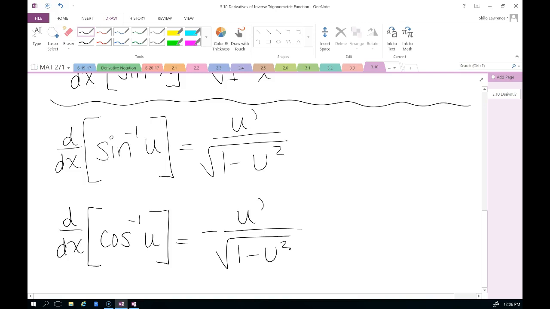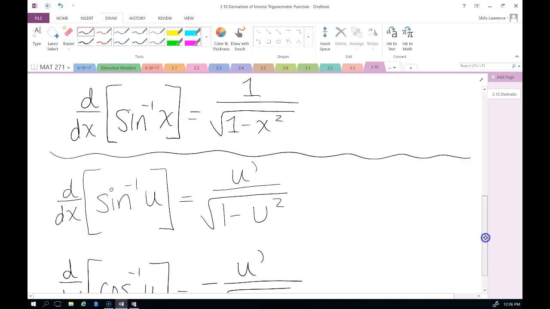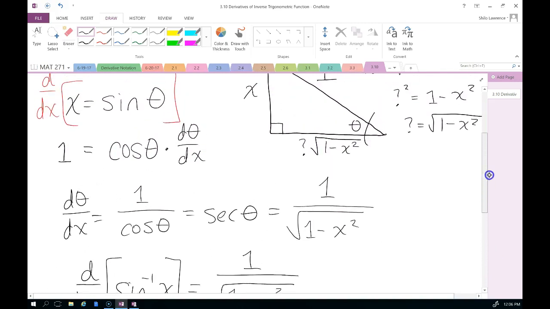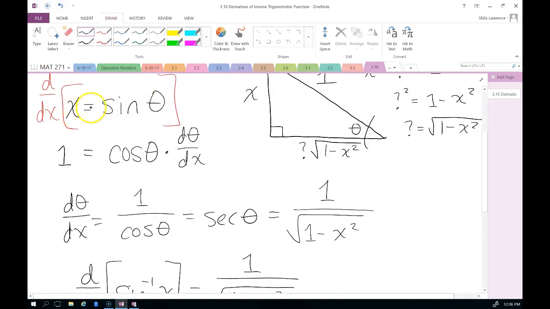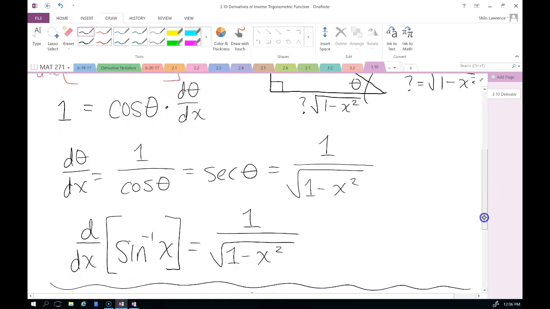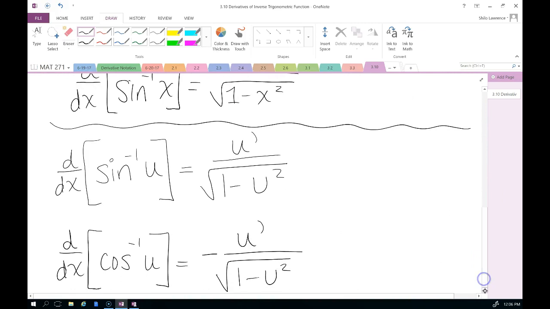And if we went through the whole proof like I did above, you would see why. It turns out when we do our implicit derivative here, we would have x equals cosine theta, and the implicit derivative would be 1 equals negative sine theta d theta dx. So that's where the negative comes in. Everything else ends up the same.